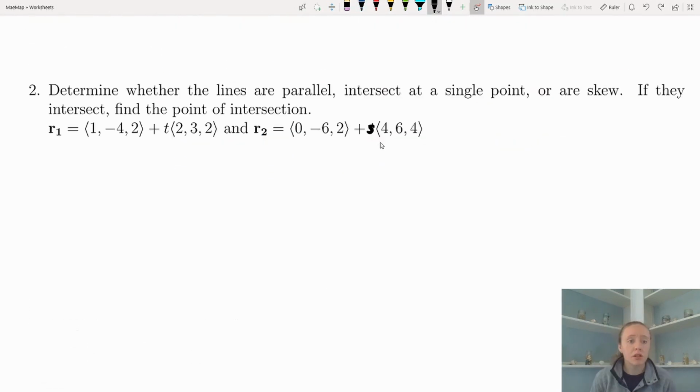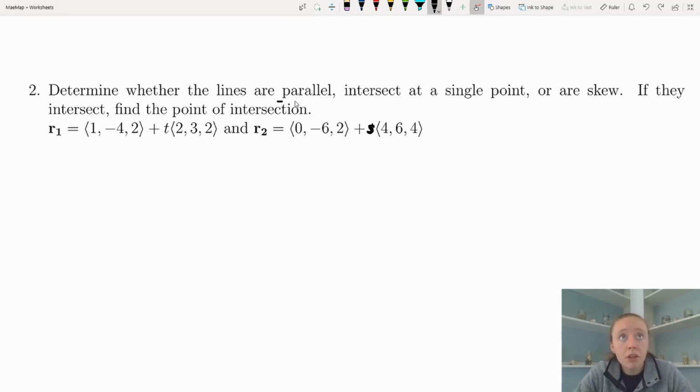And lastly, in practice problem number 2, we're going to determine whether the lines are parallel, meaning they're going the same direction. So the v of R1 and the v of R2 would be scalar multiples, or they intersect at a single point, or they're skew, which means they don't intersect at a point, but they're not parallel. So if they intersect, just like in example 3 above, we're going to find that point of intersection. So now we're given our lines as vector equations as opposed to parametric equations, but the same concepts still apply.